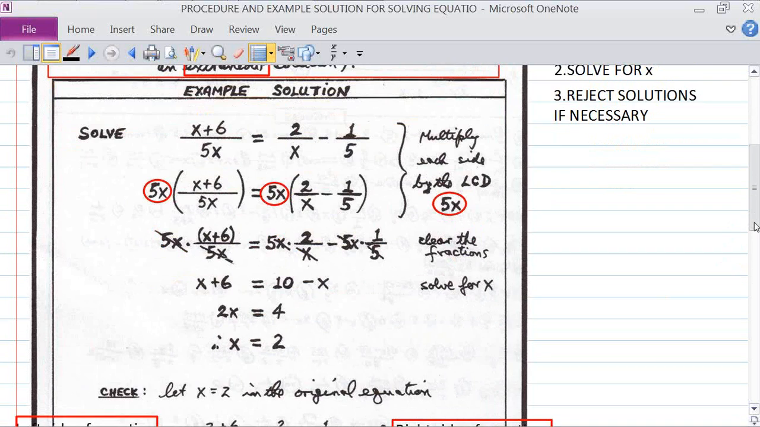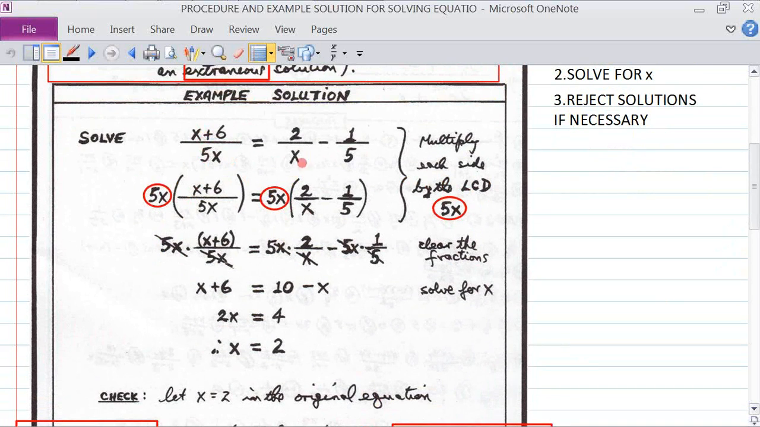But we're going to see an example. So first of all, here we have an equation which involves fractions, and the lowest common multiple of 5, x, and x is 5x. So we're going to multiply the left side by 5x. In other words, we take this right here, multiply it by 5x. We take this, multiply it by 5x, and you can see the 5x and this 5x will cancel, so I'm left with x plus 6.